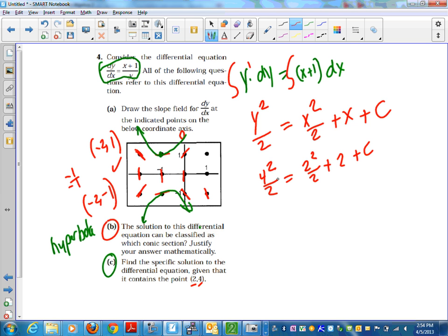Okay, yep. So we have 16 over 2. So we're going to simplify this basically. We get 8 equals 2 plus 2, which is 4, plus C. Alright, and we combine like terms. So C equals 4. Nice. And now we're just going to plug that in.